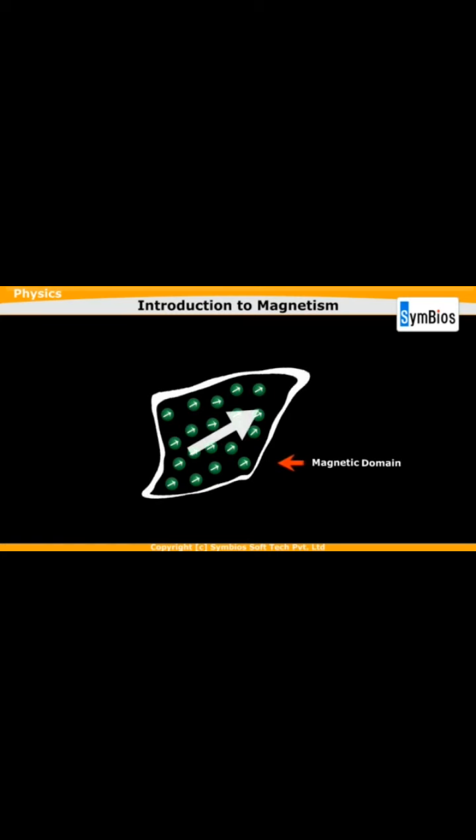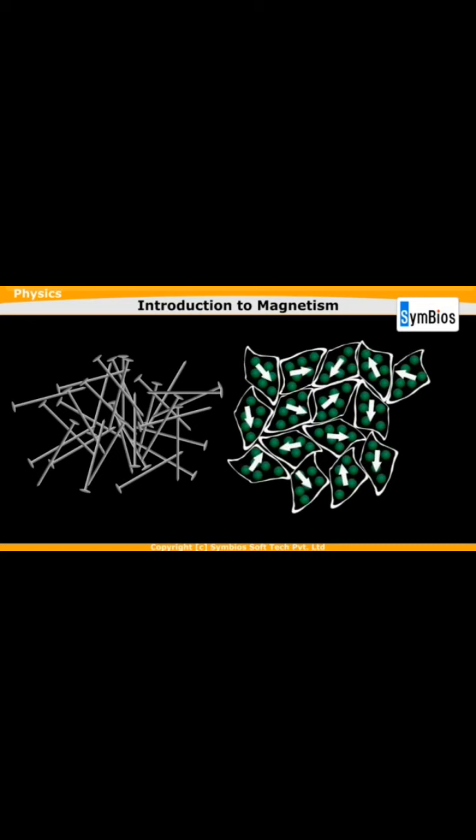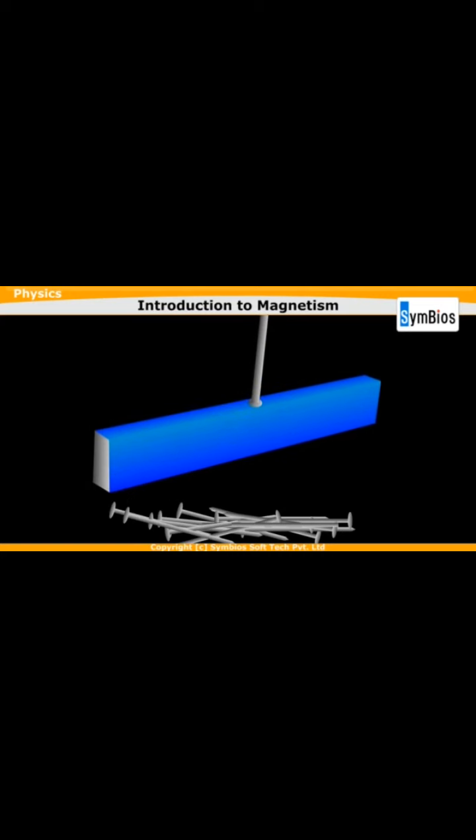We have already known that all atoms are made up of tiny particles called electrons, protons, and neutrons. Each of these electrons is a tiny magnet. When we have a large number of electrons pointing in one direction, a small magnetic domain is formed. Materials that can be magnetized are made up of many domains like this, pointing in all directions. When all these domains point in one direction, the object becomes a magnet.